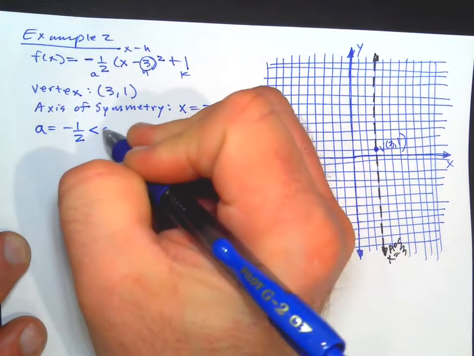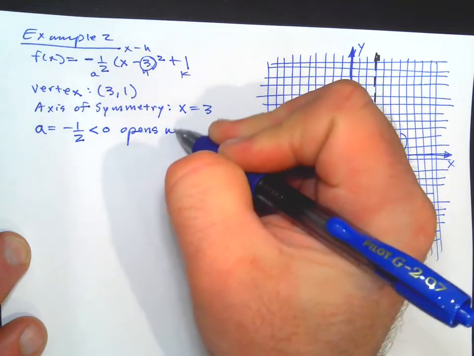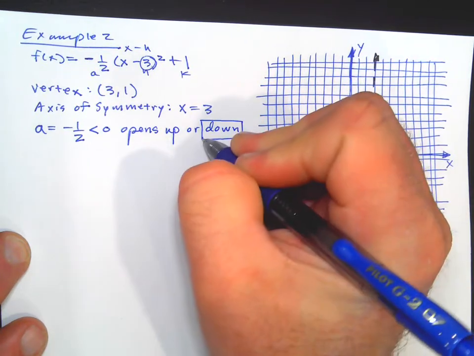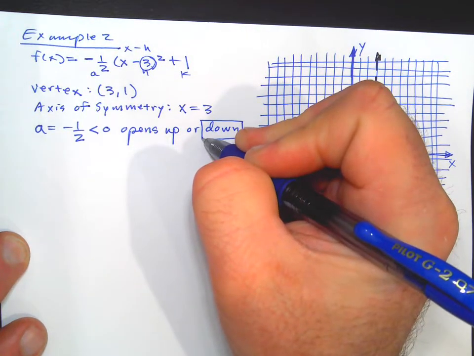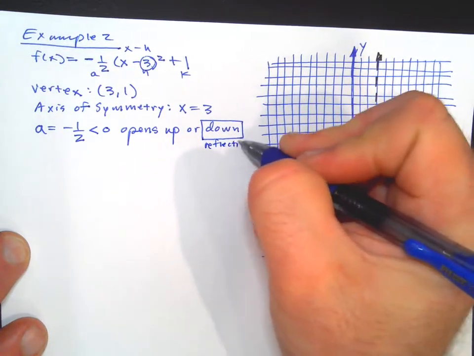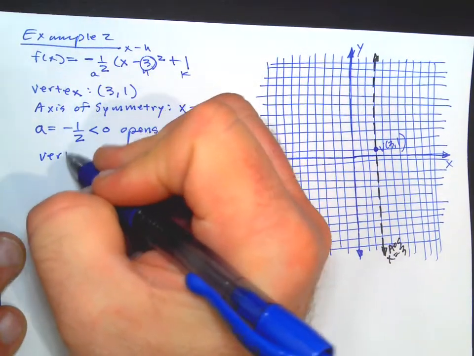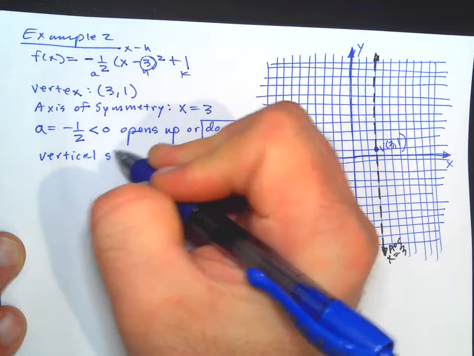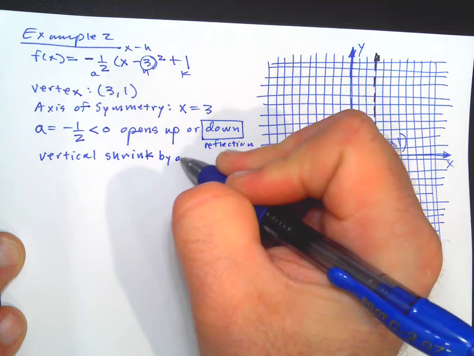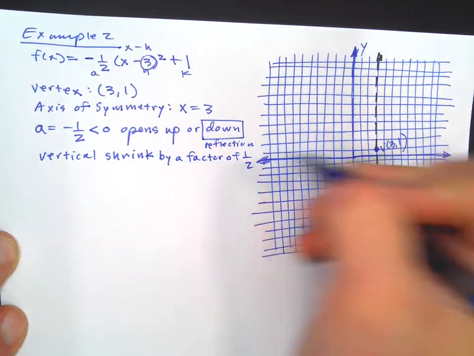Okay, so then the a value is -1/2. And so it's negative, it's less than 0. So does it open up or down? Well, if it's negative, it's going to open down. Okay, we call that a reflection. The fact that it's 1/2 is going to make it a vertical shrink by a factor of 1/2. It's going to make everything shorter than normal.